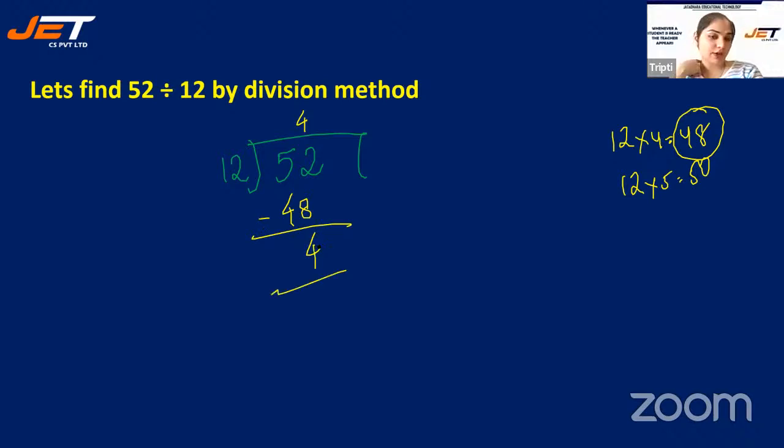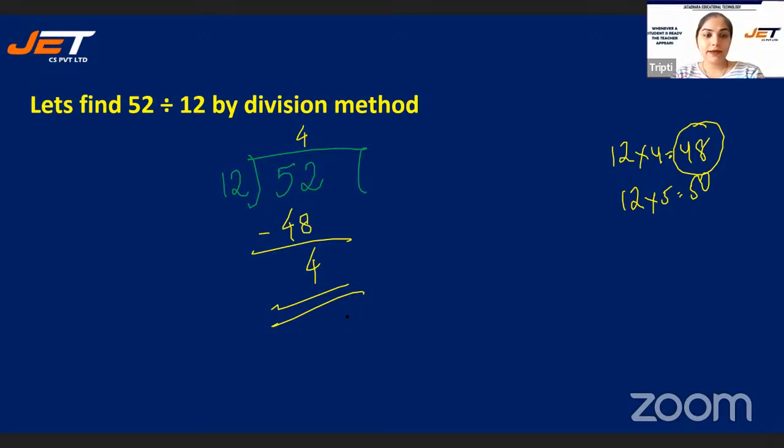2-digit things are also very easy, like 2 digits by 2 digits. That is also very easy. Same process you have to follow.